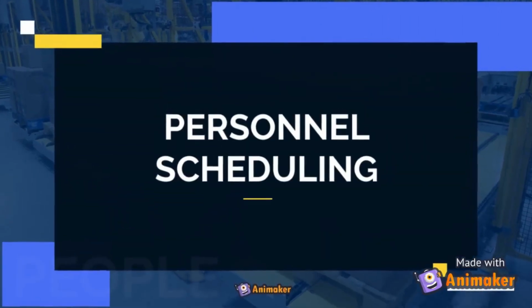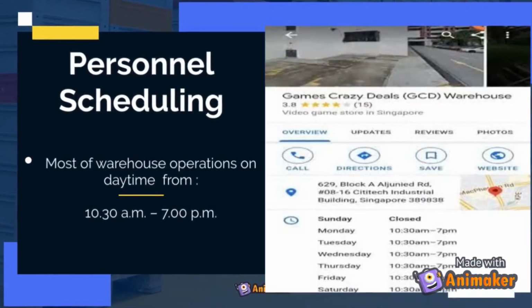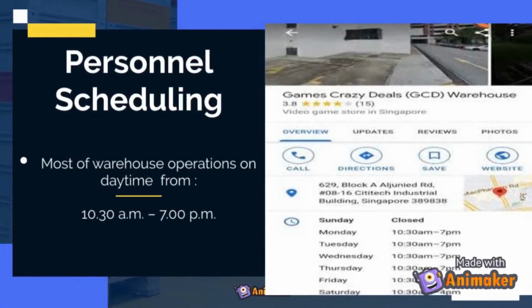Personnel scheduling. We can see that most of the warehouse operations are on daytime. It operates from 10:30 am until 7 p.m.